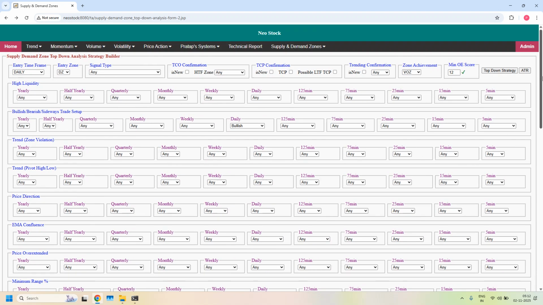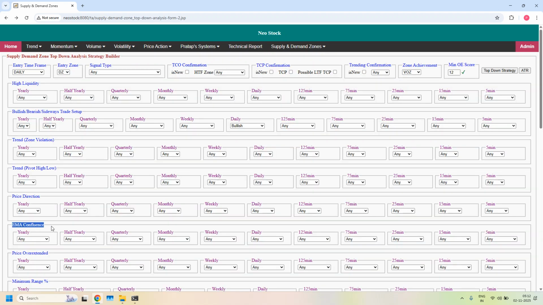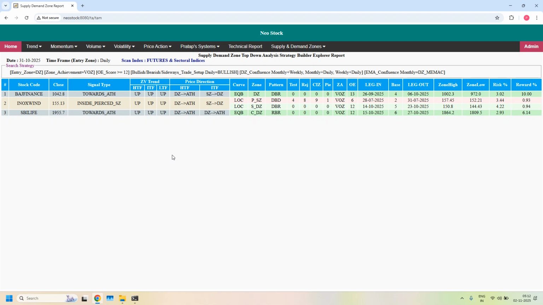By applying all the 3 filters, we got 5 stocks. In all these 5 stocks, all these daily demand zones are overlapped with weekly demand zone, both together again overlapped with monthly demand zone. And monthly trend is uptrend in all the 5 stocks. So let's further apply monthly demand zone with monthly EMA confluence. So I'm going back, applying the EMA filter on the monthly, with monthly demand zone having monthly EMA confluence. So we got 3 stocks.